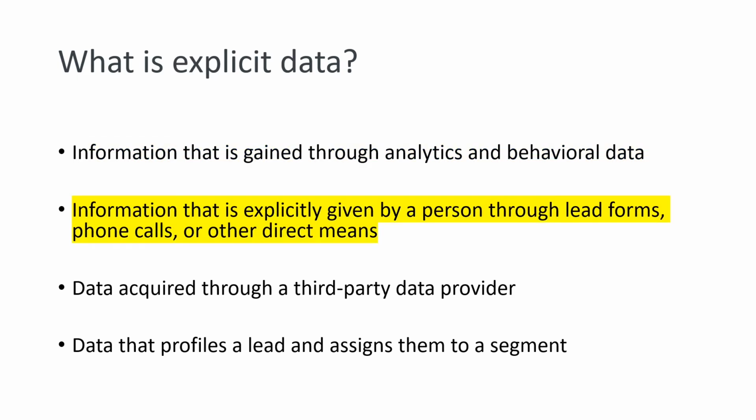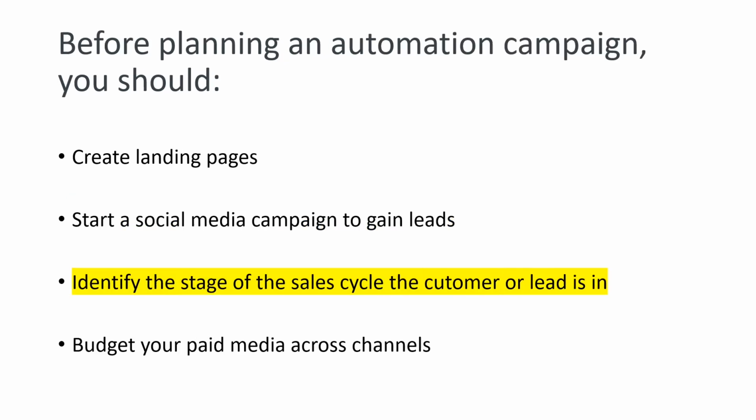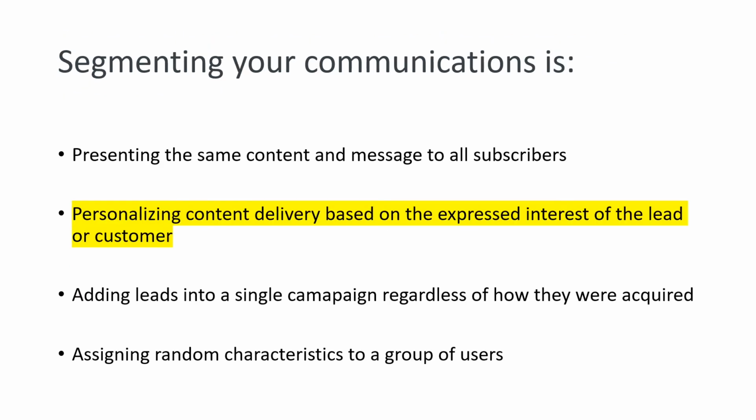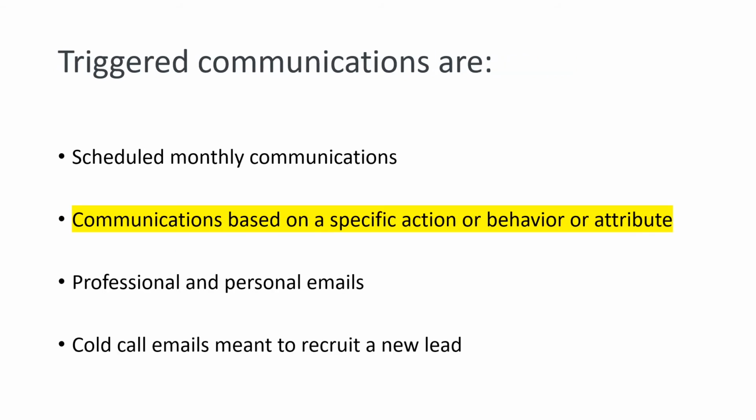239. What is explicit data? Information that is explicitly given by a person through lead forms, phone calls, or other direct means. 240. Before planning an automation campaign, you should identify the stage of the sales cycle the customer or lead is in. 241. Segmenting your communications is personalizing content delivery based on the expressed interest of the lead or customer. 242. Triggered communications are communications based on a specific action or behavior or attribute.